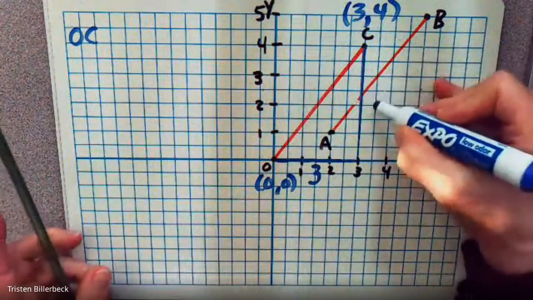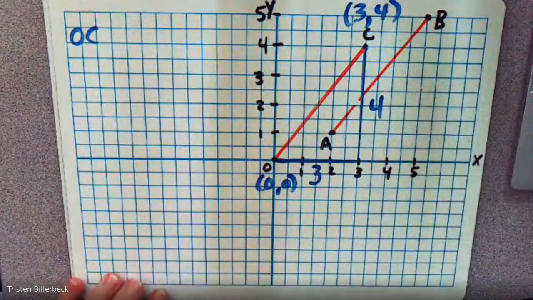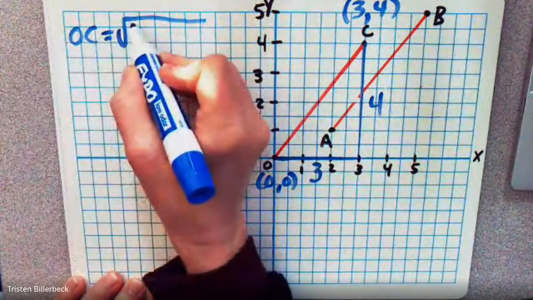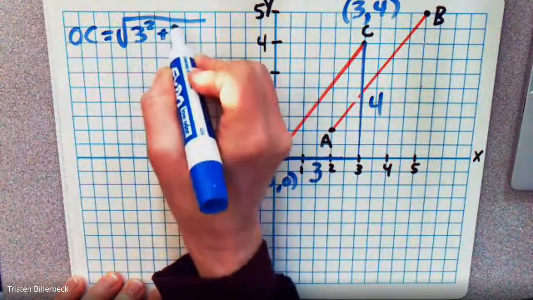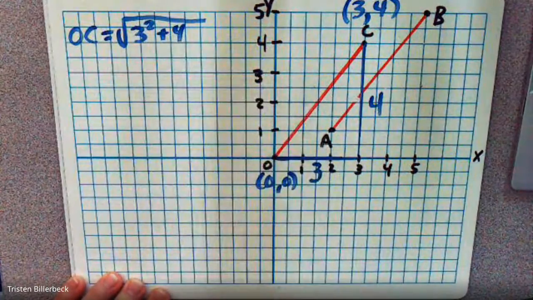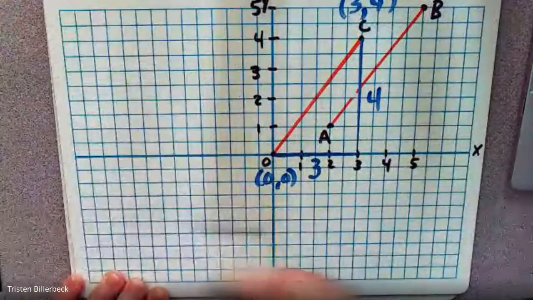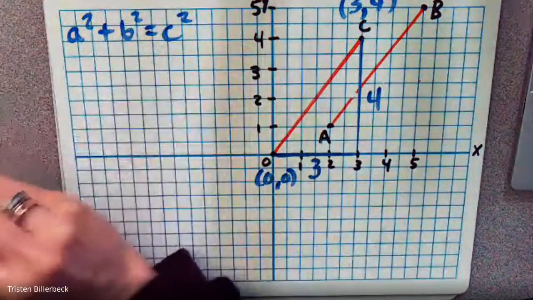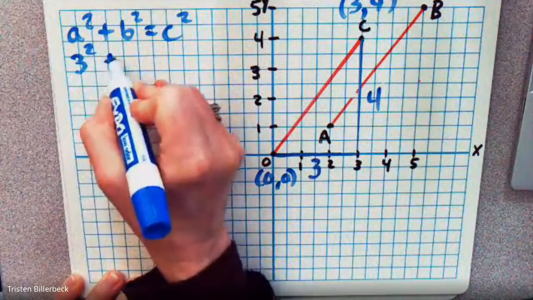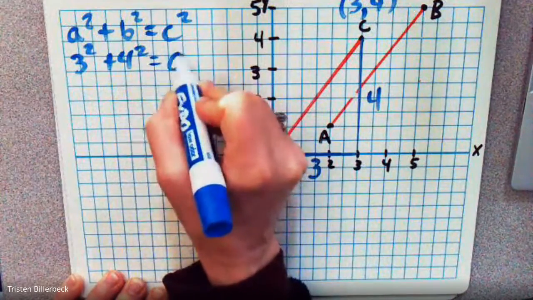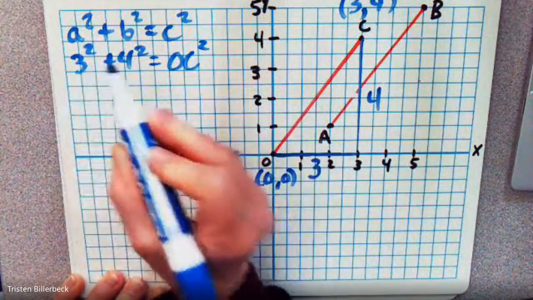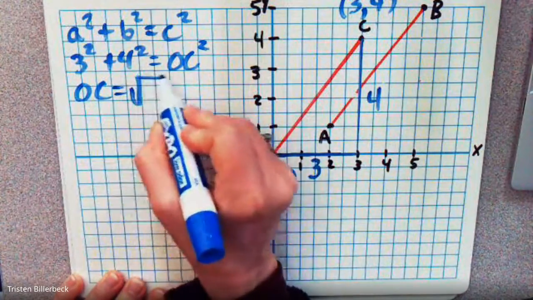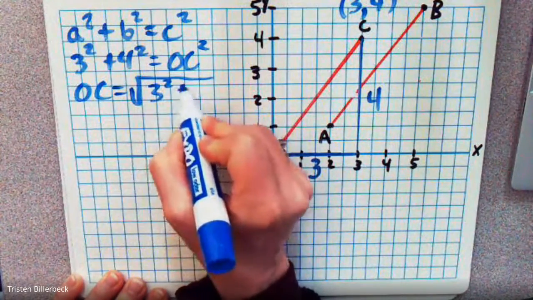we would have 4. Well, we just learned about the 3, 4, 5 triangle, so OC would be the square root of 3 squared plus 4 squared. Because, well, let's go back. Remember, a squared plus b squared equals c squared. So we'd have 3 squared plus 4 squared equals OC squared. Which means if I wanted to find OC, I could rewrite this as OC is the square root of 3 squared plus 4 squared.